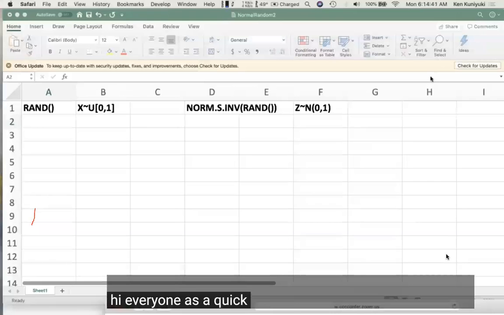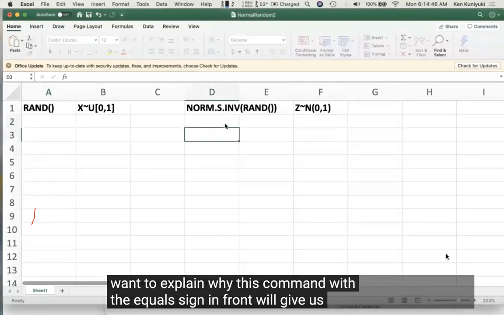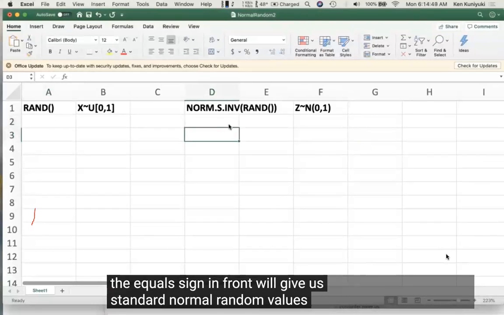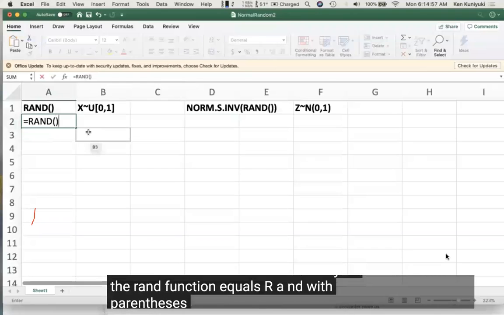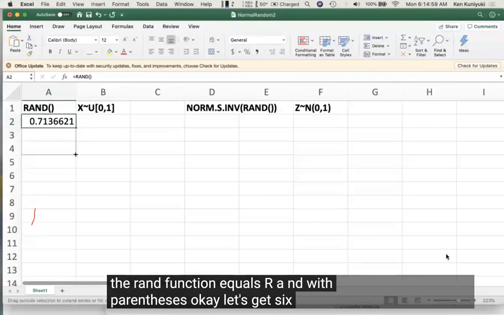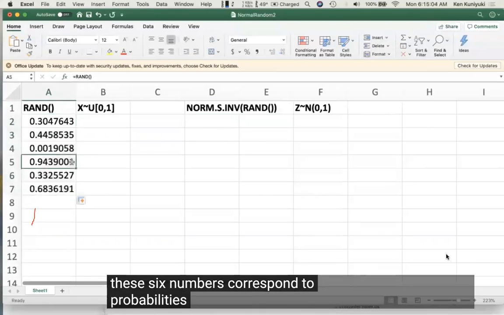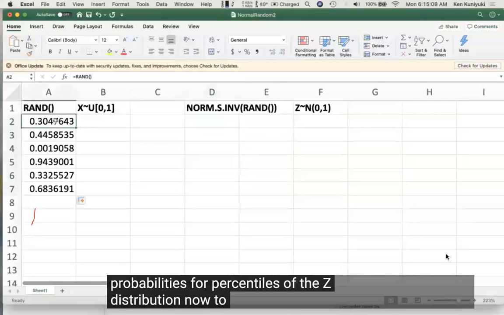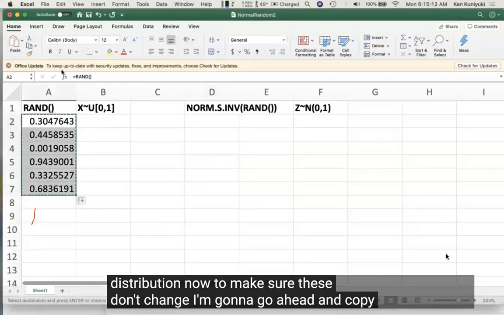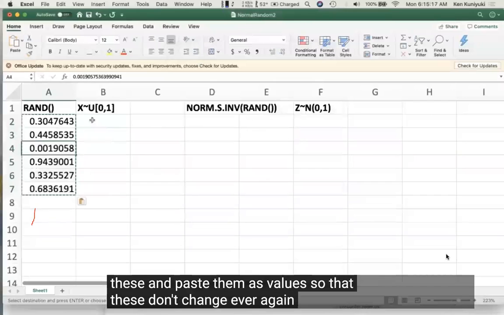Hi, everyone. As a quick bonus topic, I want to explain why this command with the equal sign in front will give us standard, normal, random values. Okay, so the rand function equals rand with parentheses, okay? Let's get 6 of these. These 6 numbers correspond to probabilities for percentiles of the z-distribution. Now, to make sure these don't change, I'm going to go ahead and copy these and paste them as values so that these don't change ever again.